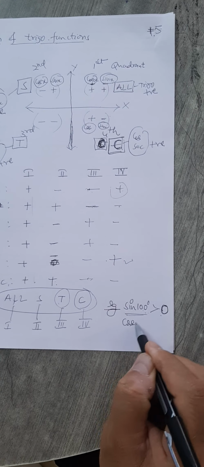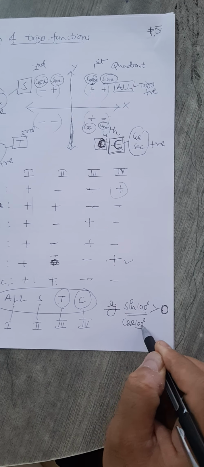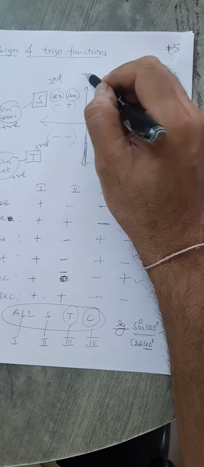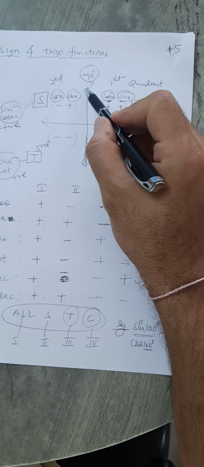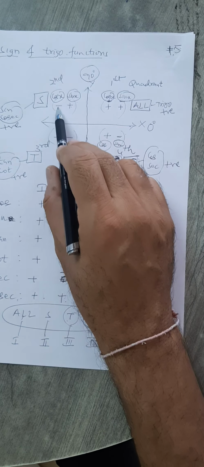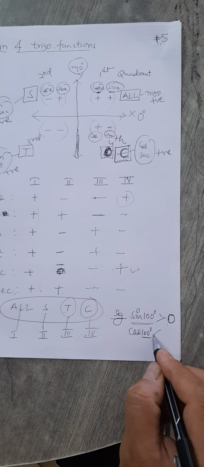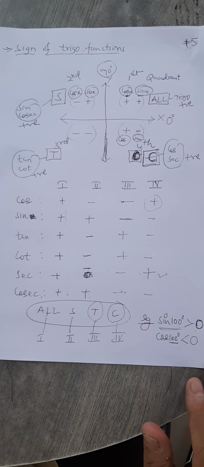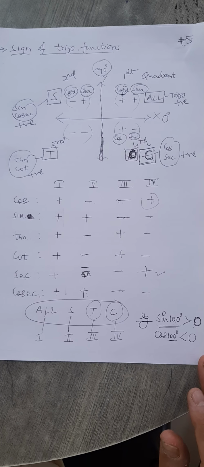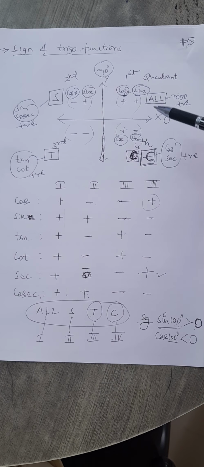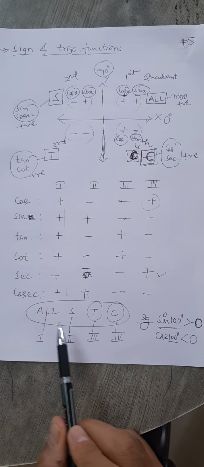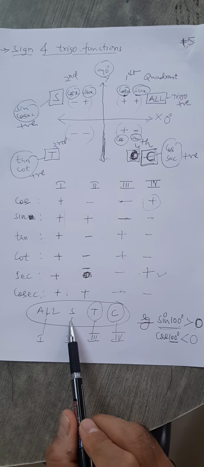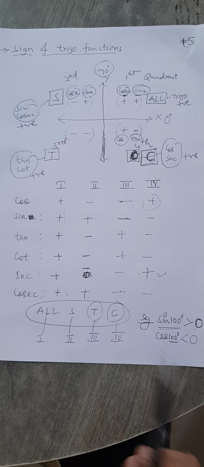If I write cos 100 degrees, immediately you can say which quadrant 100 degrees is in: the second quadrant. Why? Here 0 degrees, arc length is 0. Here arc length is 90 degrees, which is pi by 2. 100 means somewhere here, in the second quadrant. In the second quadrant cos is negative, so it has to be less than 0. That way we can answer whether the function is positive or negative in a given quadrant. So the conclusion of this entire discussion is: all STC. All trigonometric functions are positive. Sine and cosec are positive. Tan and cot are positive. Cos and sec are positive.